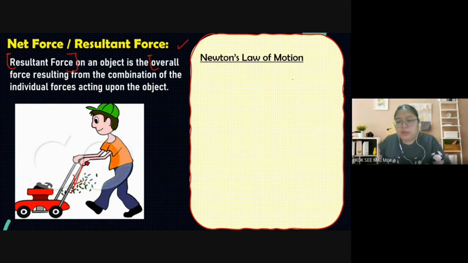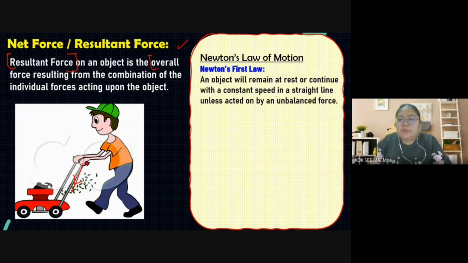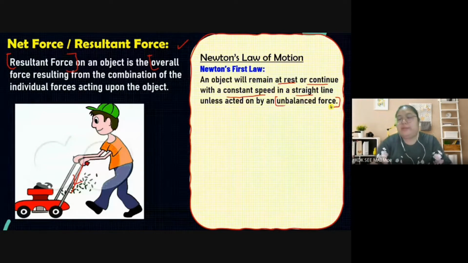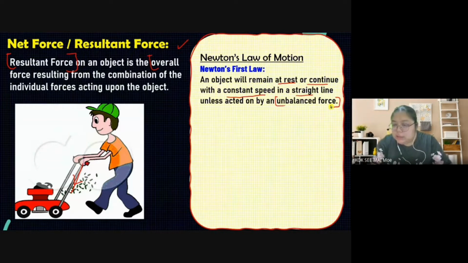Newton's law of motion, the first one: an object remains at rest, or continues at a constant speed in a straight line, unless it is acted on by an unbalanced force. That means the object doesn't want to change. If it's moving, it wants to continue moving, unless you force it, then it has to stop.